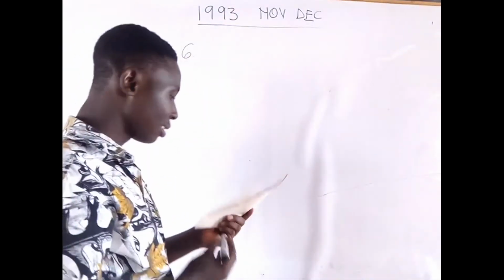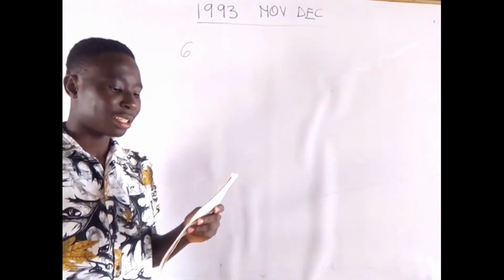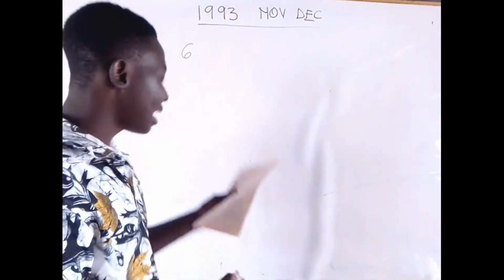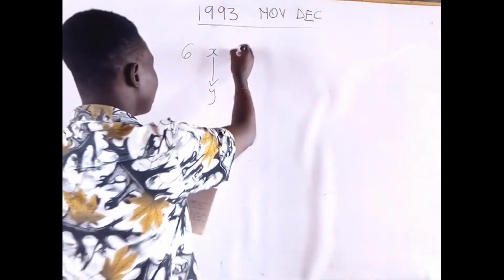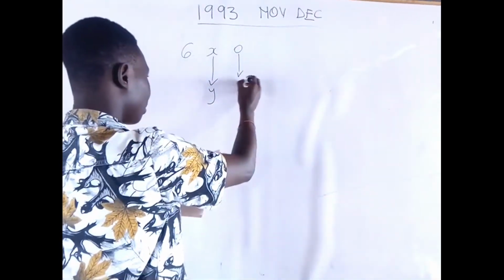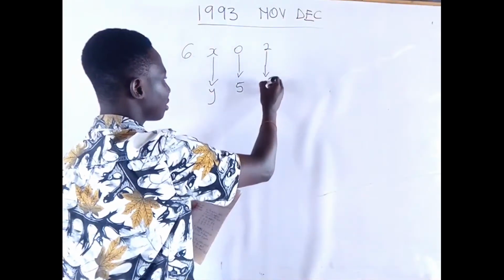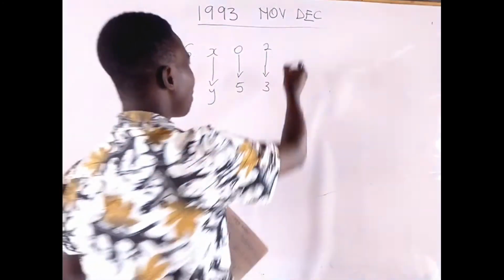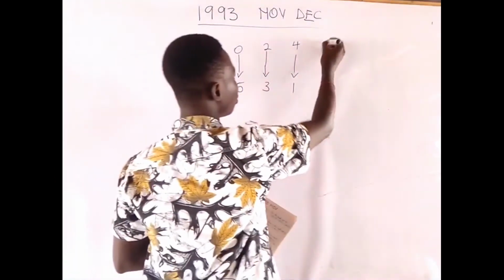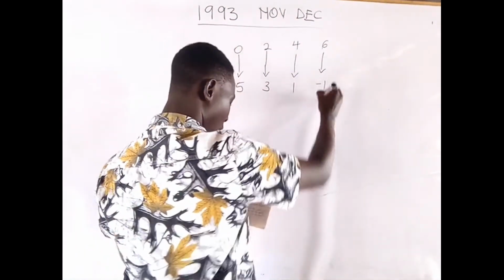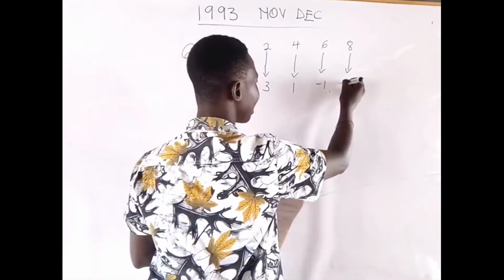6. The following table shows the mapping x to y. What is the rule for the mapping? So here is the mapping. x maps onto y, 0 maps onto 5, 2 maps onto 3, 4 maps onto 1, 6 maps onto -1, and 8 maps onto -3.